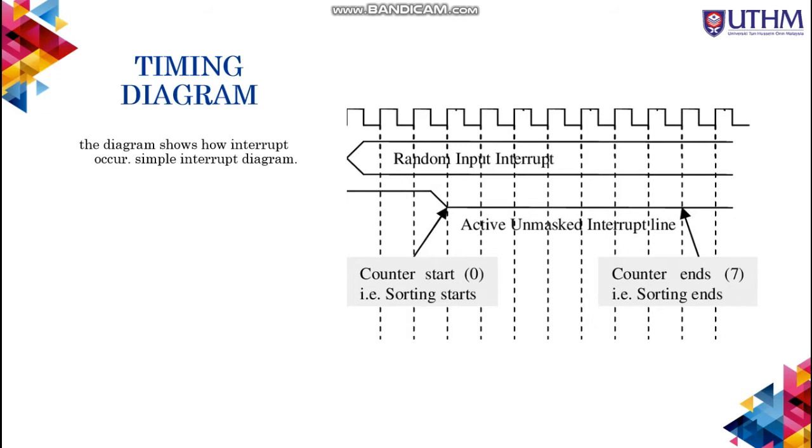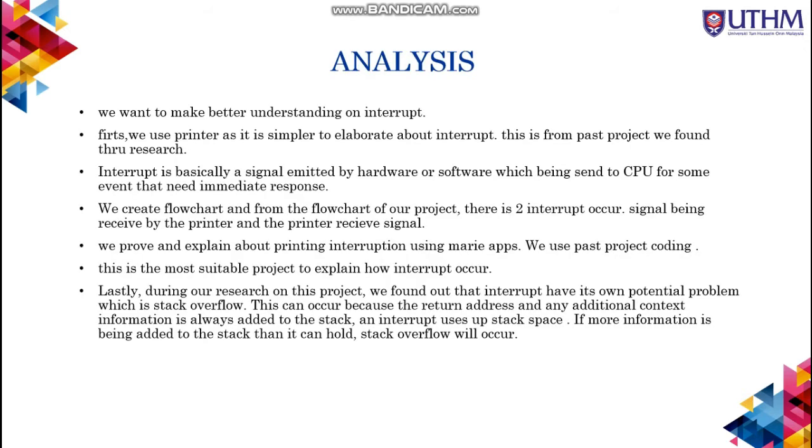When the active unmasked interrupt line gets inserted, the interrupt sorting counter starts counting up from 0. The sorter is enabled for each cycle till the counter reaches 7. So basically, if interrupts are being input, the output waveform will change, and this is the most basic interrupt timing diagram.